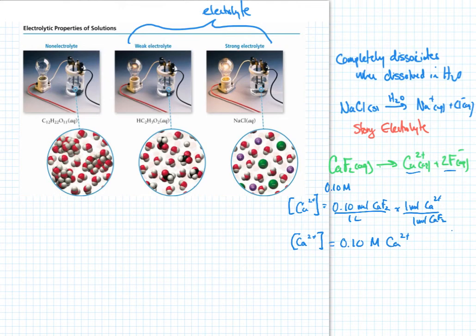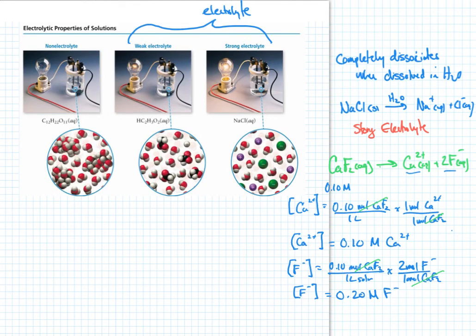That's not surprising. The concentration of fluoride ions, however, would be equal to 0.1 moles CaF2 for every 1 liter of solution times 2 moles F- for every 1 mole CaF2. Okay, that's going to cancel that. I should have canceled this up here. So I'm going to be left with 0.20 molar fluoride ion concentration.